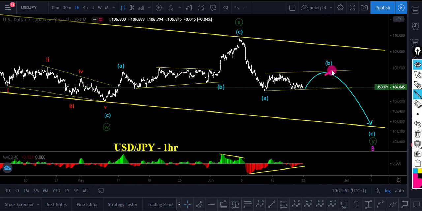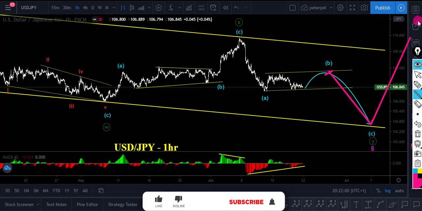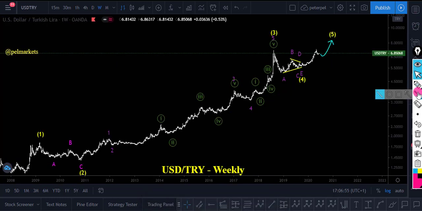It's going to be a very good trade. So as the dollar weakens, this is a very good trade. The Japanese yen is going to strengthen to give you this trade, and then we can go upwards for purple wave C. The next pair we are looking at now is the USD Turkish Lira.